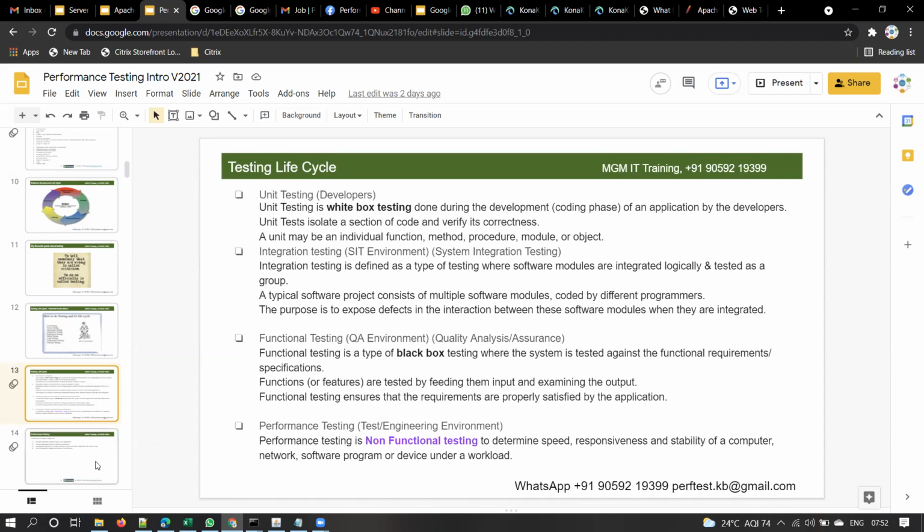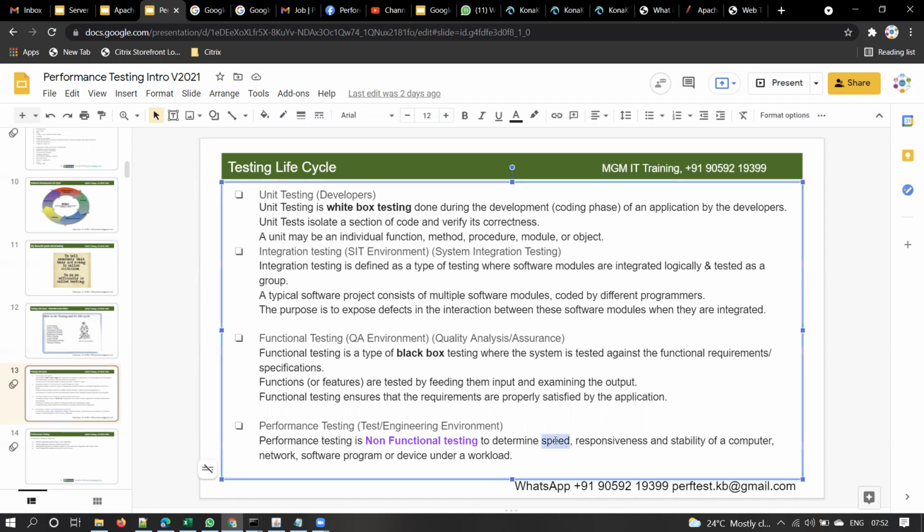Now, let's understand what is performance testing. We are interested in performance testing, the last phase, right? We know unit testing and integration testing will be done by developers, and functional testing will be done by functional test engineers. So we are interested in performance testing, and let's understand what it is. As you can see here, performance testing is non-functional testing to determine the speed of the application.